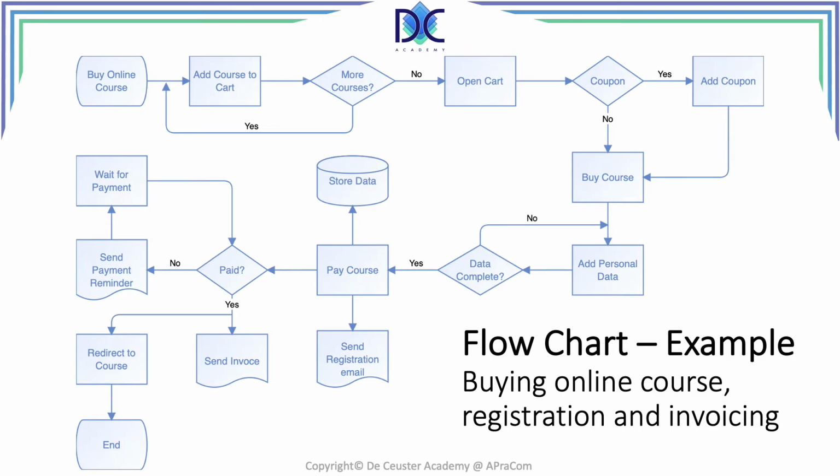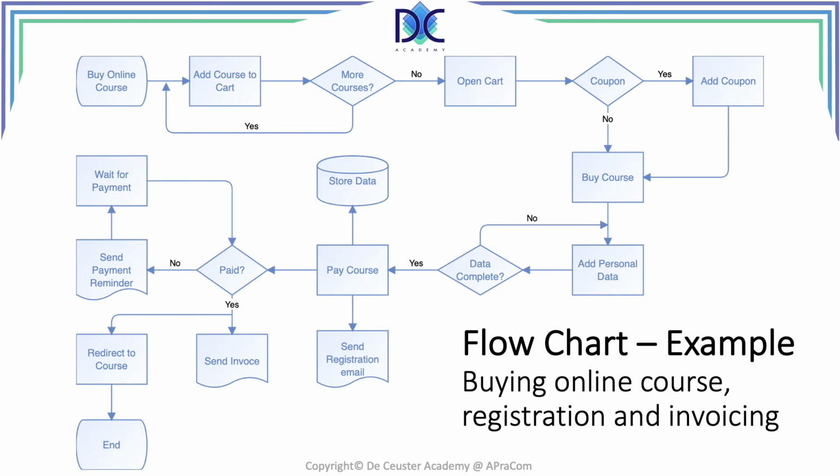You have to add some personal data because we have to invoice. Is the data complete? If not, we have to continue, until we are sure that all the data that we need have been entered. When the data are complete, we pay the course, and of course we store the data in our system. We have data management where we can see what the people bought and what their status is in the different courses. And of course we send a registration email. Now, when we pay the course, we already have the data stored and the registration email.